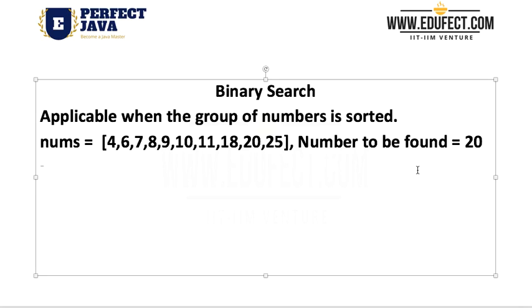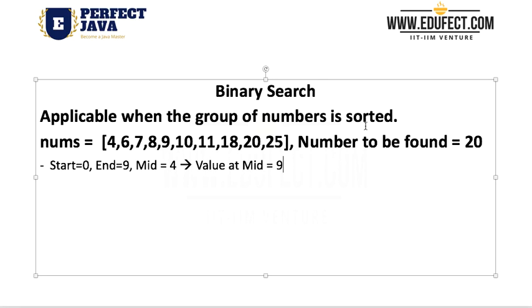So now we are looking for this number between index 0 and index 9: 0, 1, 2, 3, 4, 5, 6, 7, 8, 9. Let's call start 0, and end is 9, which is the last index. So let's calculate mid. Mid is in between, which is 0 plus 9 by 2, which is 4. Now what is the value at mid? The value at index 4 is 9.